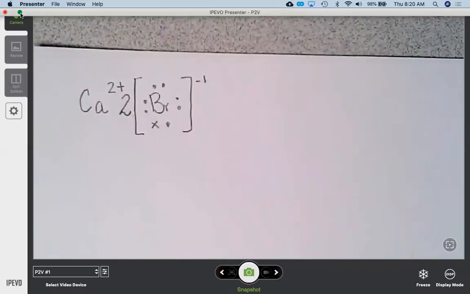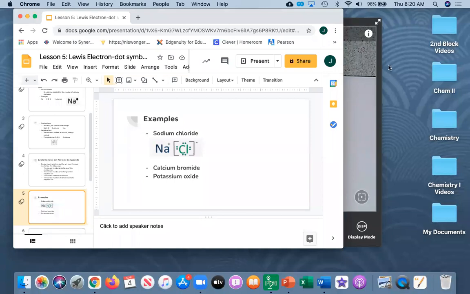The other one, I don't remember what it was. Potassium oxide.